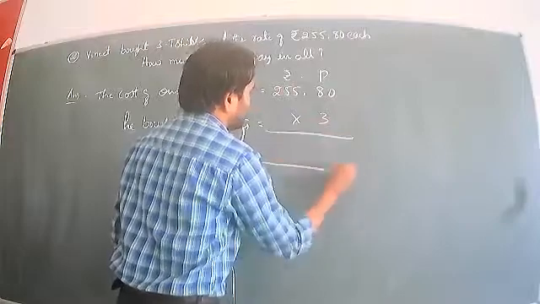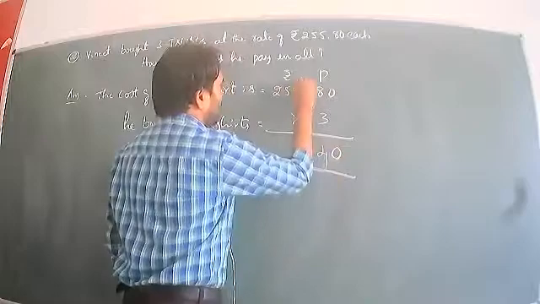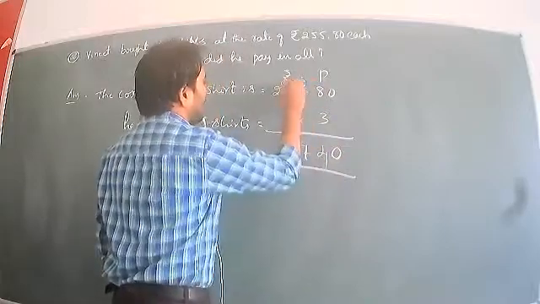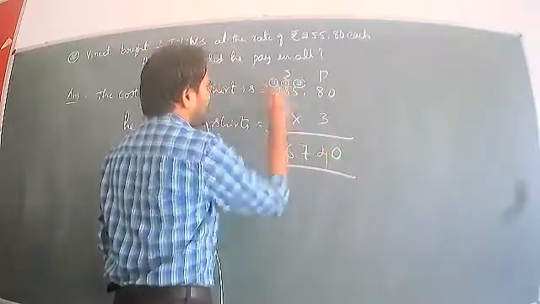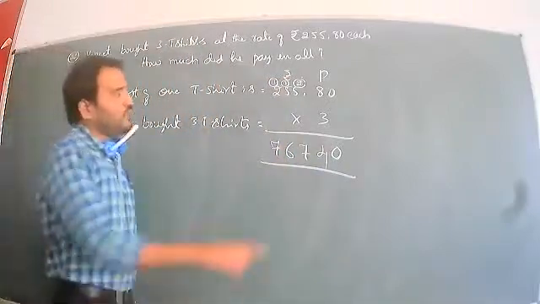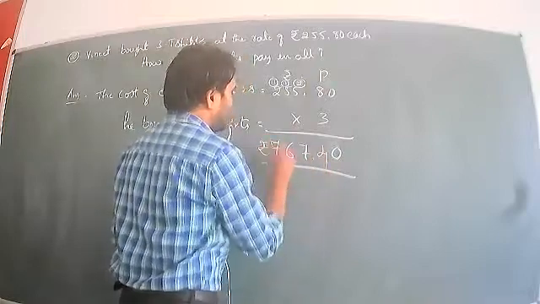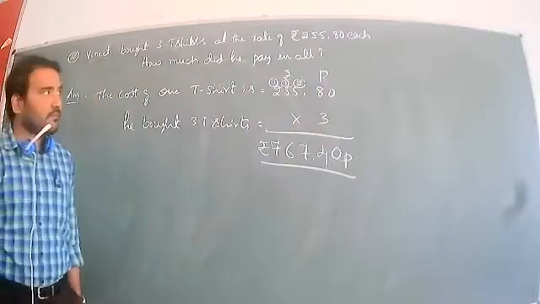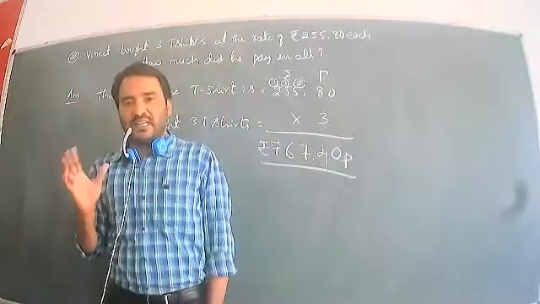Find out the answer. 3 0s are 0, 3 8s are 24, 2 carry, 3 5s are 15, 15 plus 2 is 17, 1 carry, 3 5s are 15, 15 plus 1 is 16, 1 carry, 3 twos are 6, 6 plus 1 is 7. Okay, now put the point. 2 digits are left after the point, so we keep 2 digits after the point. 767 rupees 40 paisa. Okay, this is the multiplication of money.